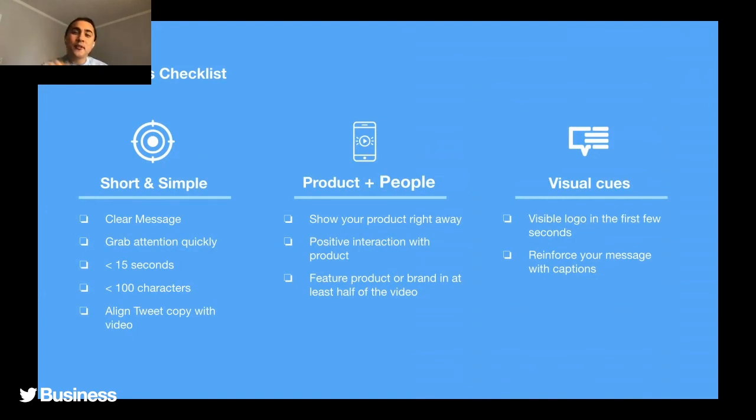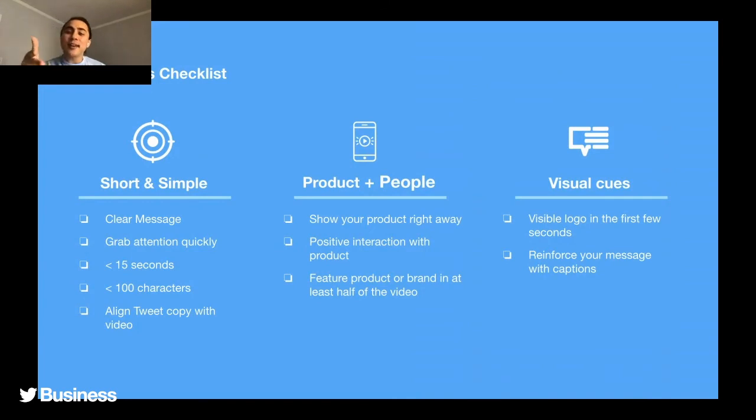Rule number two, focus on product and people. Show your product right away. Don't waste any time. And make sure to show a positive human interaction with the product. And that can be as simple as just a hand holding your object. And last but not least, make sure to feature your product or brand in at least half the video.